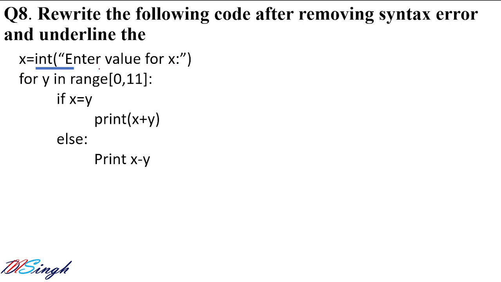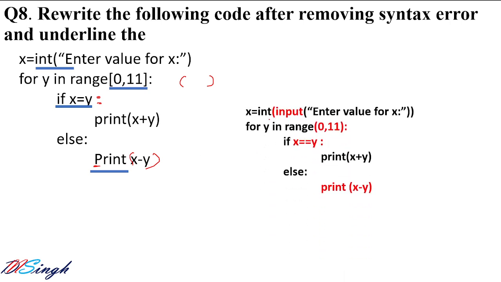There is a problem because the input function is not present here. We have to take input from the user, so the input function must be there. Next error is present here, range function will have parentheses in it, not square brackets. After that, if is a block statement, it must be terminated by a colon, and comparison double equal to must be used, not single equal to. And then in this print statement p is capital and parenthesis is missing. So after removing all the errors your code will look like this. Do the same procedure, underline the correction which you have made and that will be your answer.